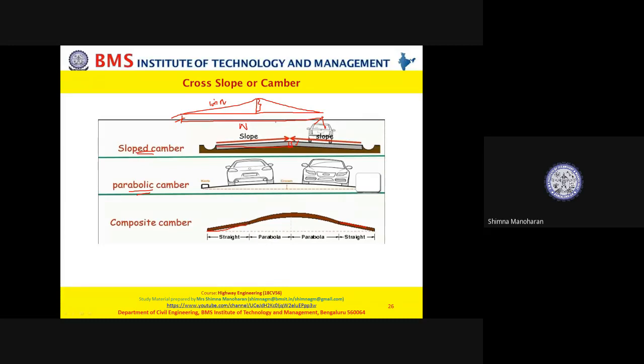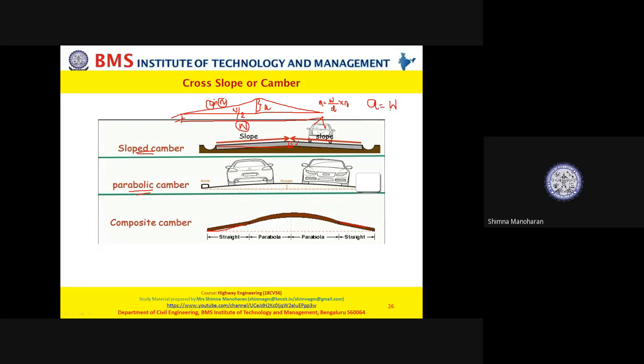So here the total width is W. So the half of the width will be what? W by 2, right? So for 1, you are providing N rise. So for W by 2, how much you have to provide? It will be W by 2 into N, right? So this, if I mark it as A, is nothing but W by 2 into N. Is this clear?